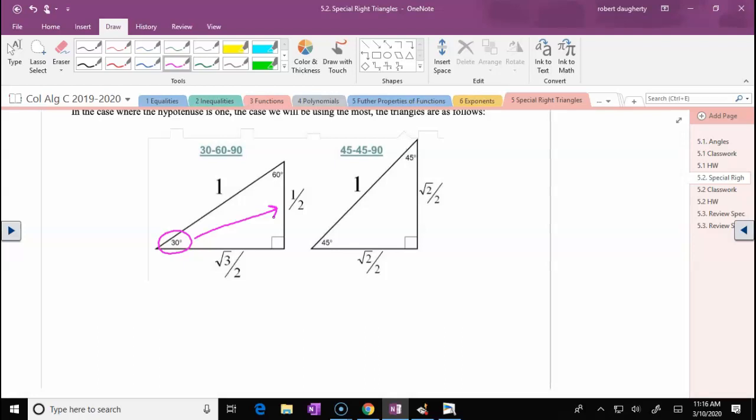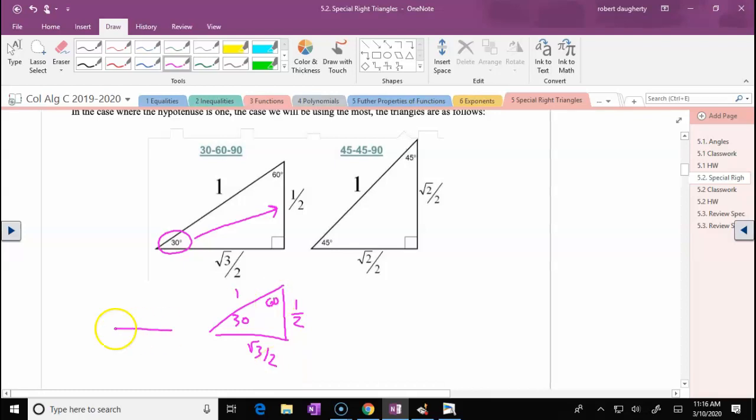But what you really need, you need to know these two triangles. So they'll be on the test with blanks, but you need to be able to draw, if that angle is 30, then this is what this triangle looks like. The side that is opposite 30 is 1/2. The side that is opposite 60 is the square root of 3/2. If this triangle is drawn the other way, if this angle is 30, then this side is 1/2, and this side is the square root of 3/2. Okay, so you need to be able to just draw it.